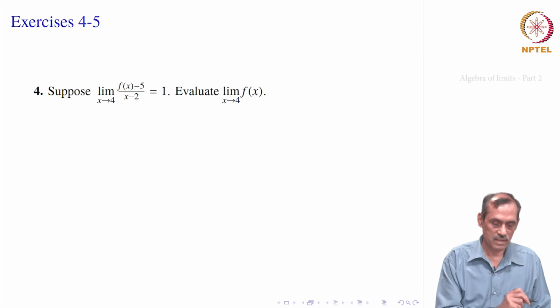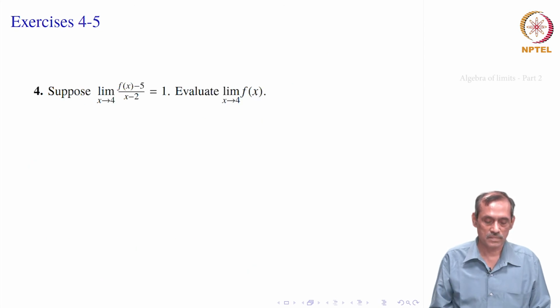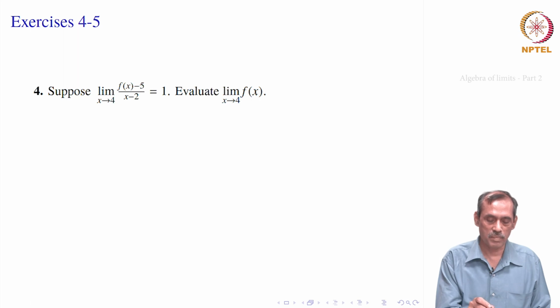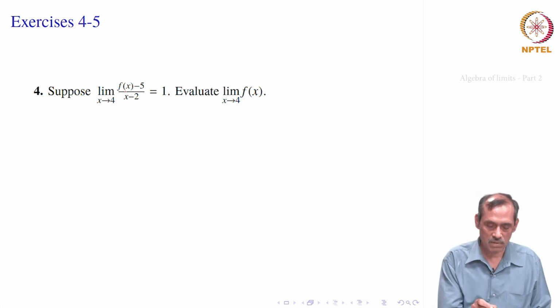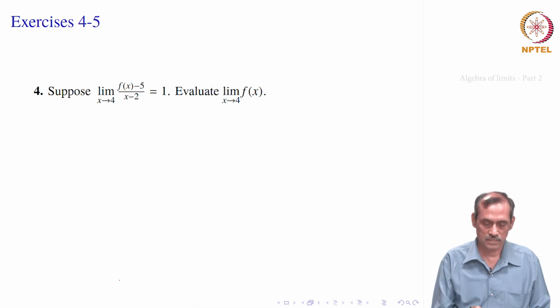Okay. So, let us take the fourth one. Suppose the limit as x goes to 4 of (f of x minus 5) divided by (x minus 2) is equal to 1. You see here the denominator limit is equal to 2 really. So, it is not 0, then we are safer. We do not have to use any specific things here. It should be quicker, just algebraically we should get it. Find the limit of f of x as x goes to 4.